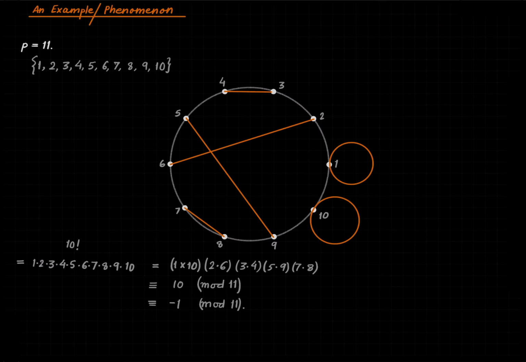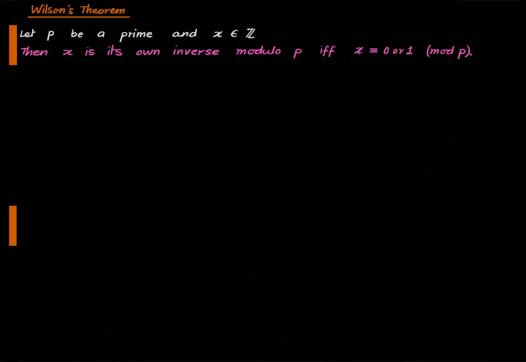I hope the idea is clear from just this very simple example. The idea here is pairing up with inverses. Inverses come in pairs, you pair up, and so on. Okay. So before we prove the general statement, we need one simple fact. Suppose p is a prime and x is some integer. Then x is its own inverse modulo p if and only if x is congruent to 1 or minus 1 modulo p.